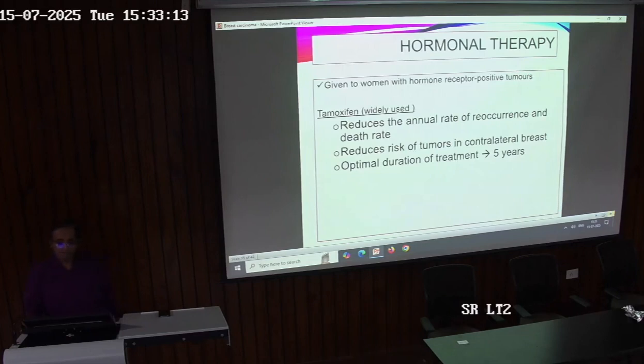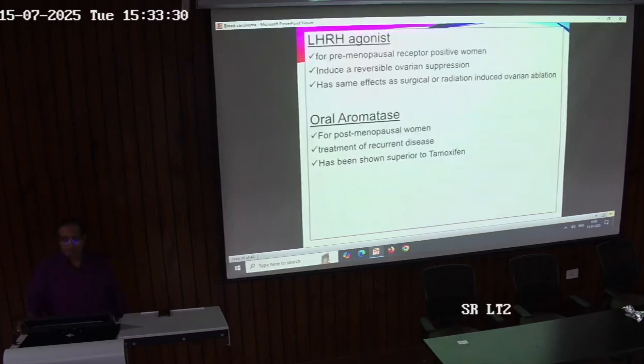Chemotherapy and radiotherapy are given to a woman with hormone receptor positive tumor. You have to remember these drugs. Tamoxifen reduces the annual rate of recurrence and death rate, and reduces the risk of tumor in the contralateral breast. Optimum duration of treatment is 5 years. LHRH antagonist for premenopausal receptor positive women induces a reversible hormonal suppression and has the same effect as surgical and radiation induced ovarian ablation. Aromatase inhibitors for postmenopausal women, in treatment of recurrent disease, have shown superiority over tamoxifen. So tamoxifen has a lot of side effects.